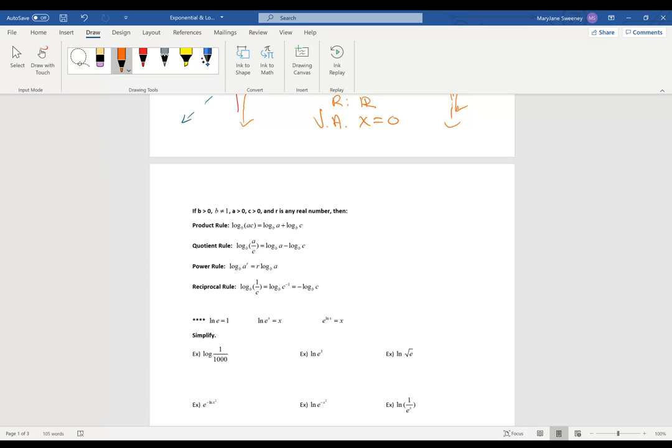Okay, they say if b is greater than 0, b does not equal 1, a is greater than 0, c is greater than 0, and r is any real number, then. So you should know these rules. It's your product rule of logs. If you have log base b of a product, that can be written as the sum of two logs. Log base b of a quotient is the difference of two logs.